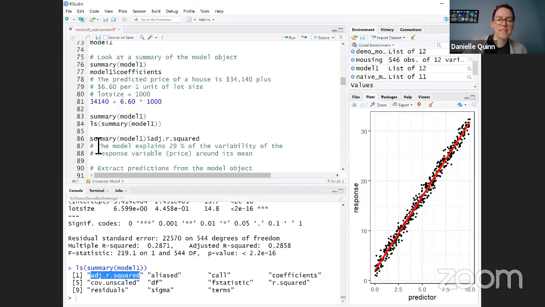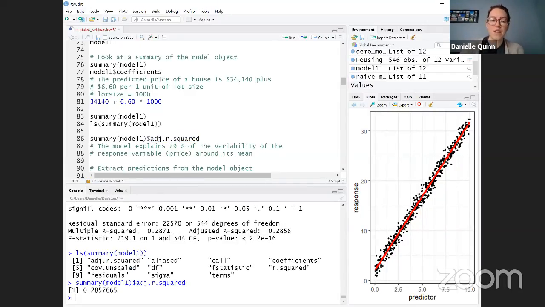And so that means we can say, okay, take the object created by summary model 1 and show me the component in it that has this name, right, which we get from this list. And that will print out just the value of our adjusted R squared instead of us having to look at the output and try to find it. So what this is telling us is that this model where we use lot size to estimate price, that's going to explain about 29% of the variability of the response variable around its mean.